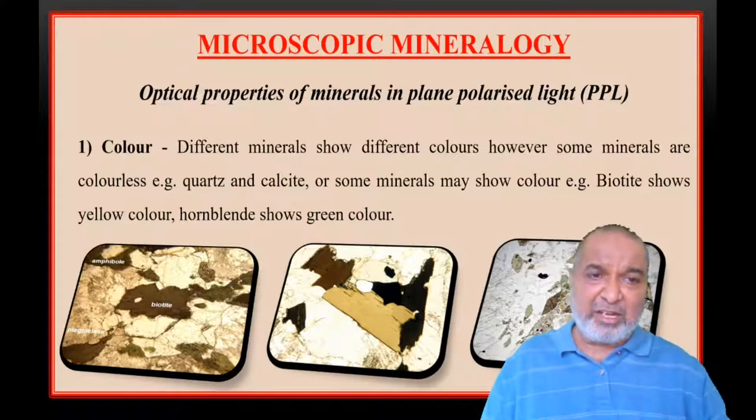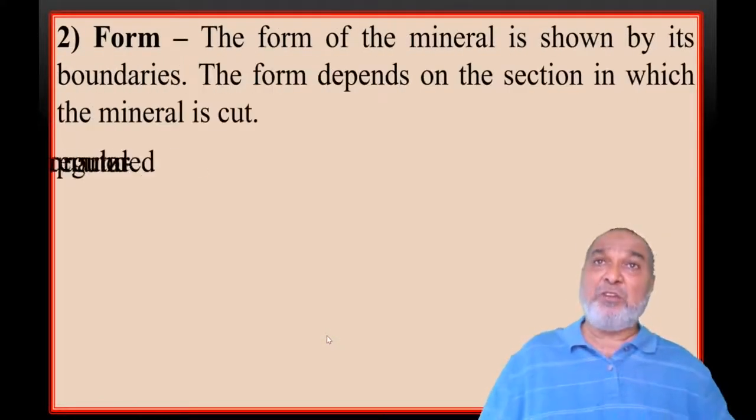You can see now here the green color. So variation is there in the color. So this is the iron one. You can see the dark one. So these are the patches which are there. So color you can easily distinguish. Come to the next one, form.